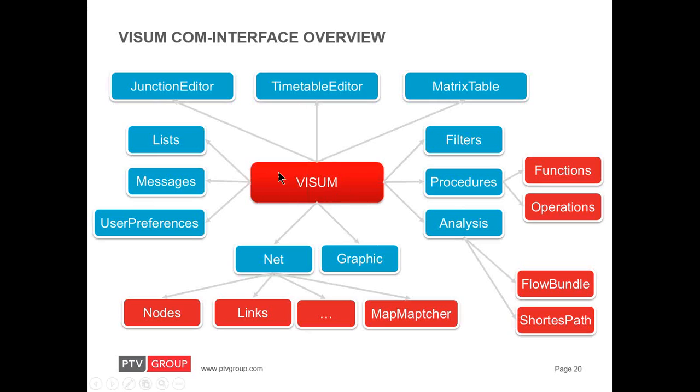And in general, all COM functionality is accessed through this central Visum object, which we've seen certain times before. And starting from there are kind of hierarchical paths to other objects, for instance, down through the network, through the collection of all links, down to individual links and nodes.